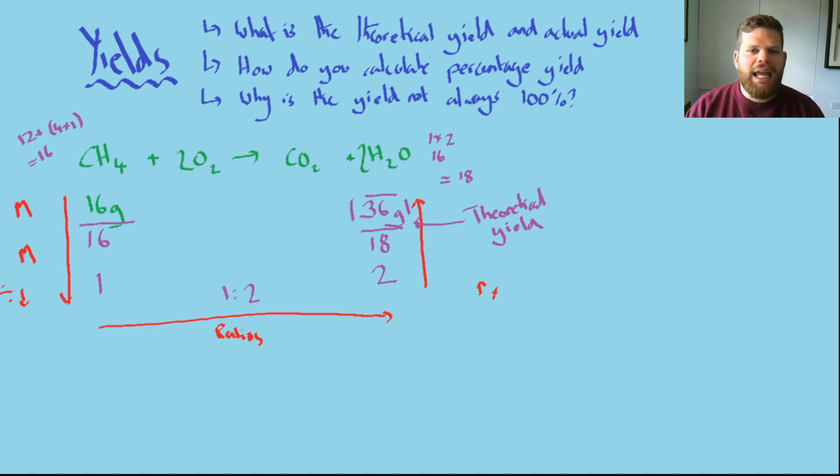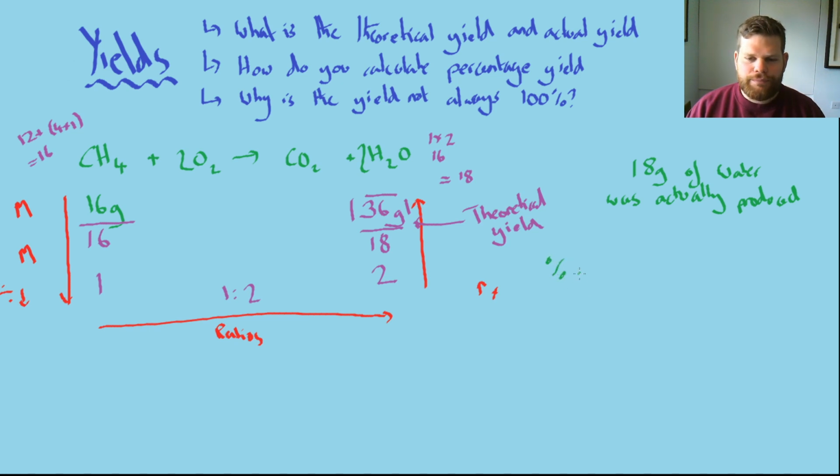Let's say the question tells you that it produces 18 grams of water. So 18 grams of water was actually made. Using this bit of information, we can work out the percentage yield. So how do we go about finding the percentage yield?